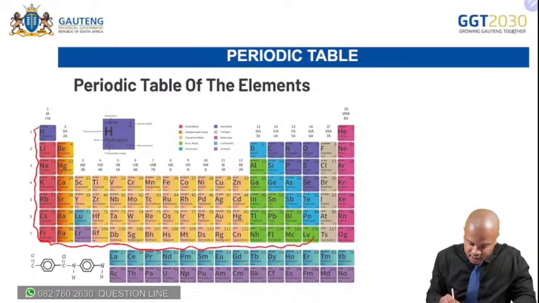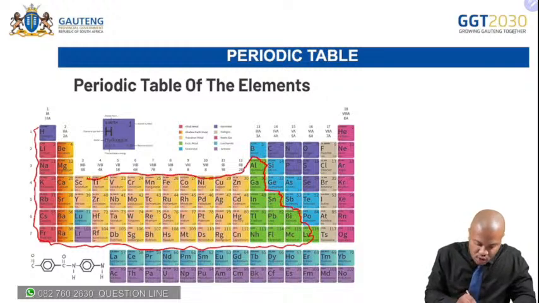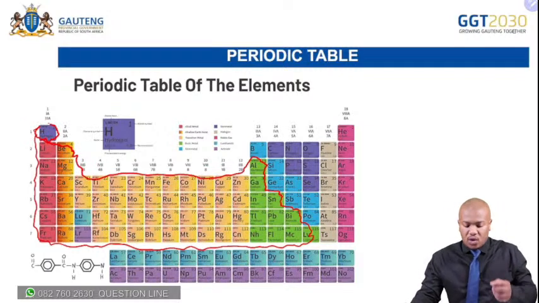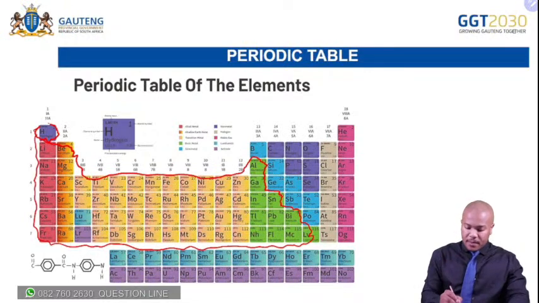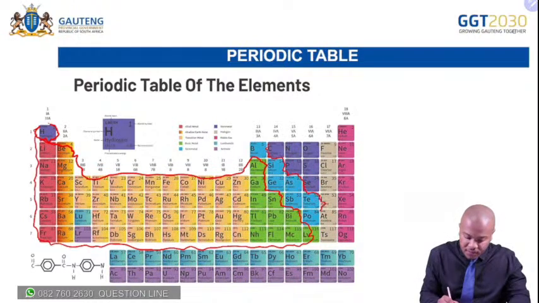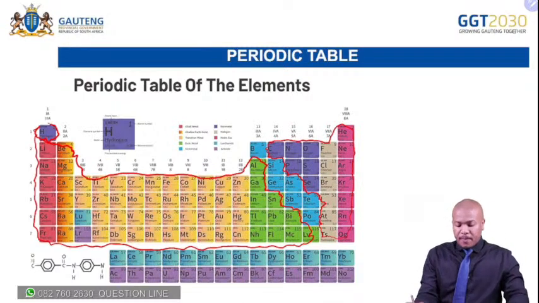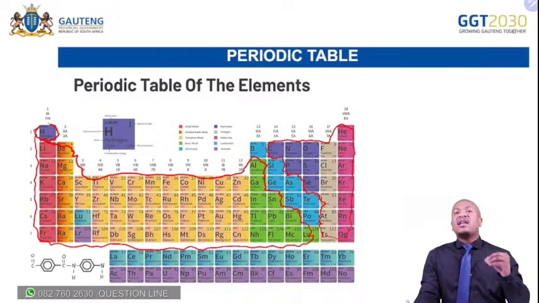All the way to here, right? Those are your metals, but excluding this particular element, which is hydrogen. I'll tell you why. We have found the metals. Now let's look for non-metals. Non-metals are found on the right-hand side of the periodic table. So now, the second highlighted on the right-hand side, those are your non-metals.